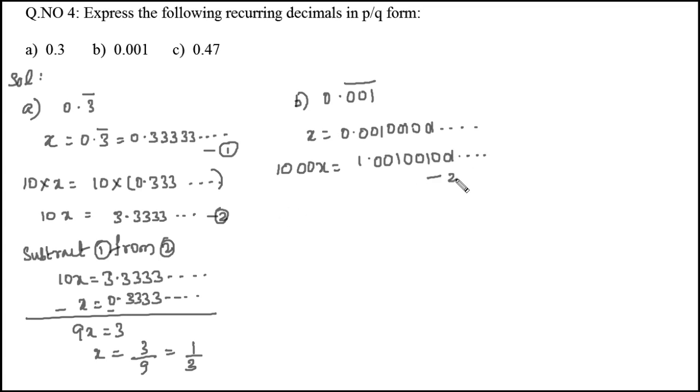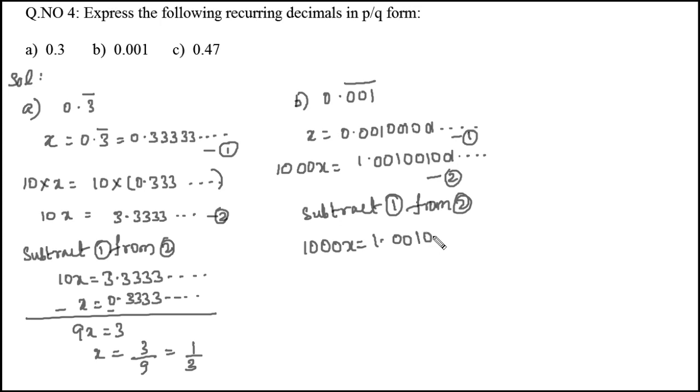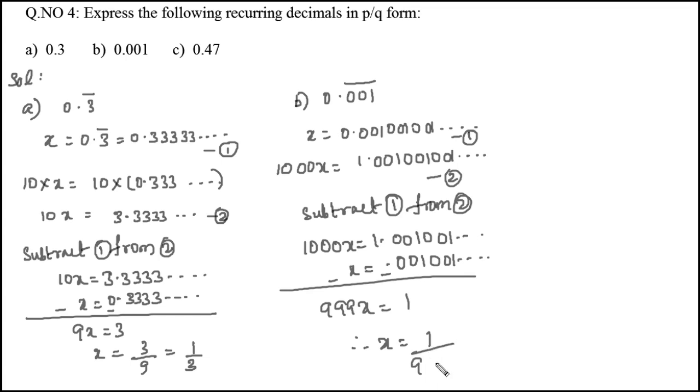Now we'll make it as 2 and this is 1. Now subtract 1 from 2. Now it will be 1000x is equal to 1.001, 001 and so on, and x is equal to 0.001, 001 and so on. Once you subtract, it will become 999x is equal to 1. Therefore, x is equal to 1 divided by 999.